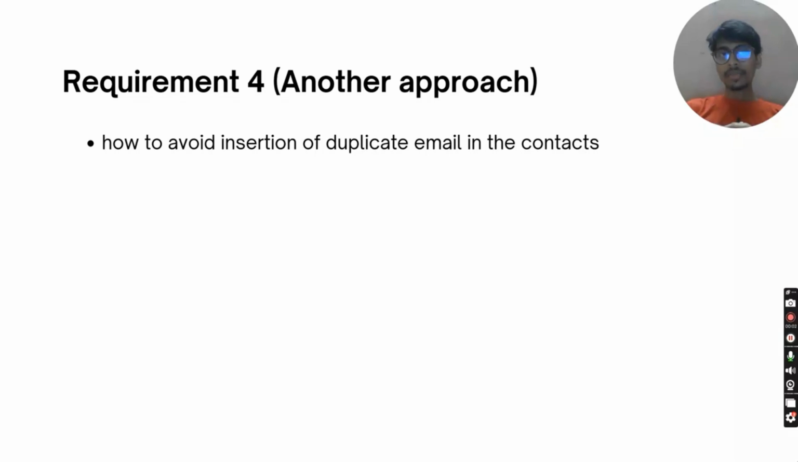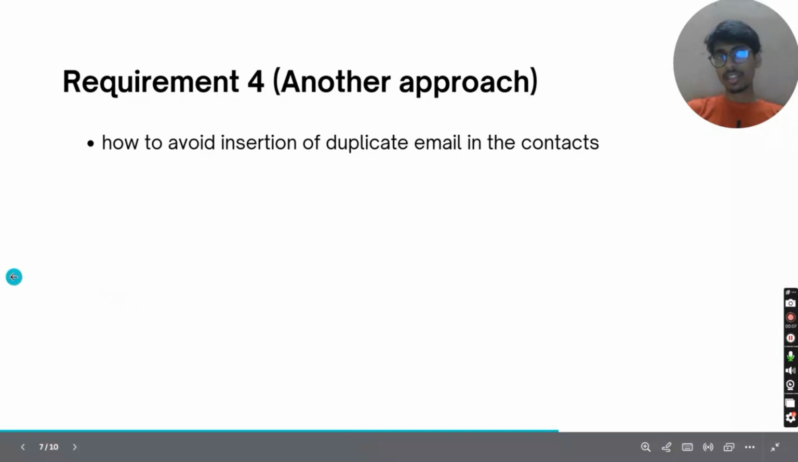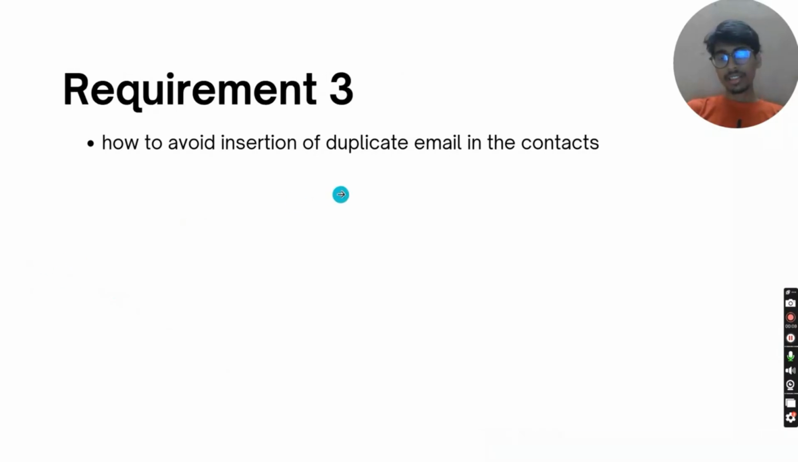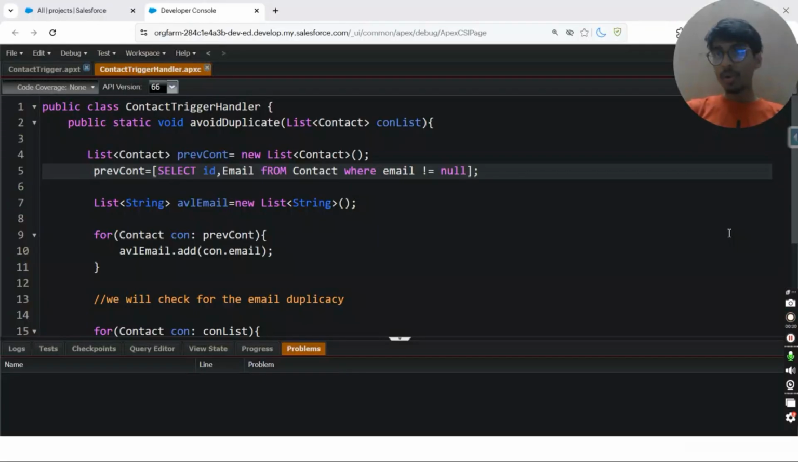Hello everyone, I'm Sameer. Yesterday I made a video on how to avoid insertion of duplicate emails in the contact. It was quite interesting to observe that although the code was fulfilling the requirement, it was not an efficient approach, and there was also a problem in that code. Let me explain it to you one by one.